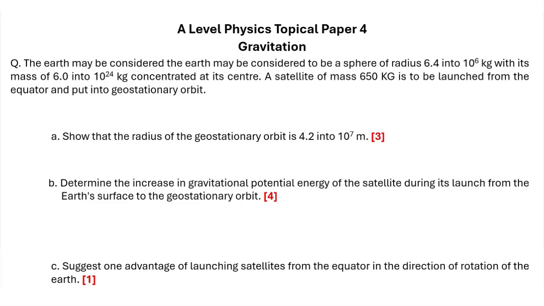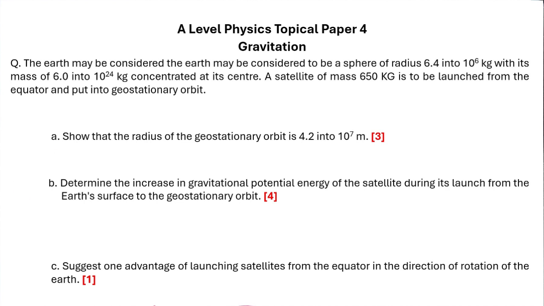Topics of the chapter of universal gravitation have been completed. Now we are going to do a past paper question. The past paper question requires us to calculate the radius of the orbit of a stationary satellite, and the data given is in the question. You can read the question.